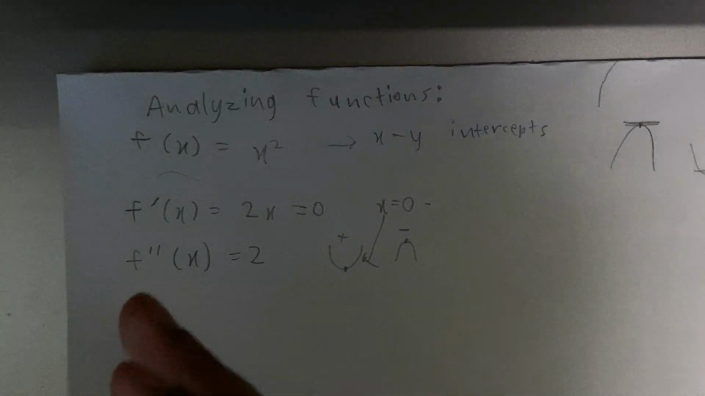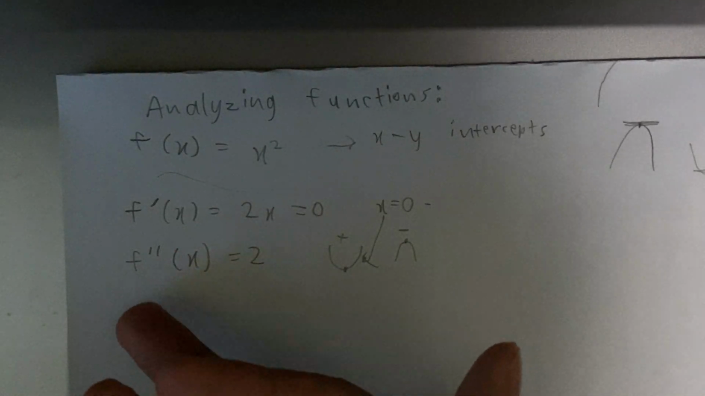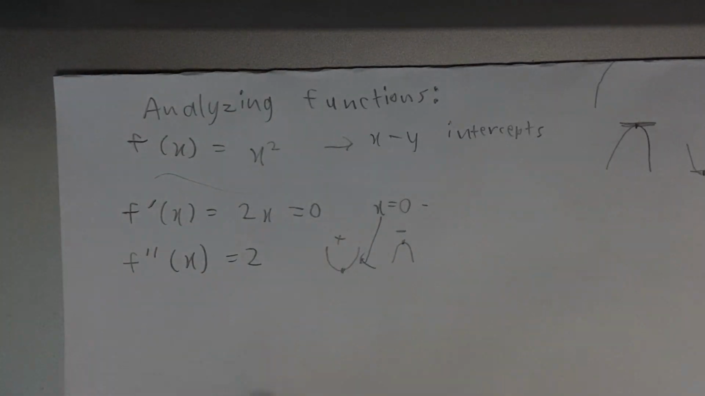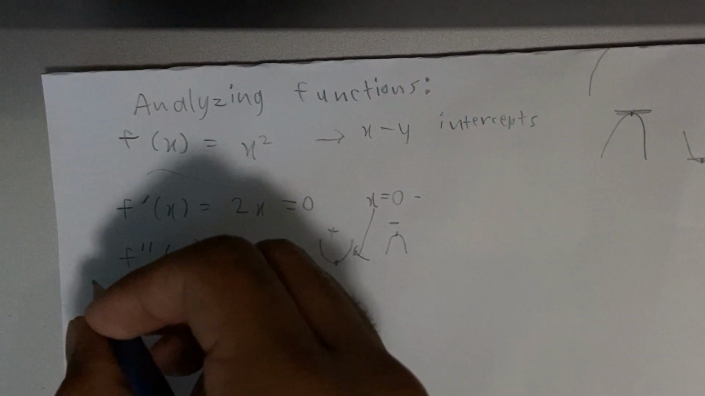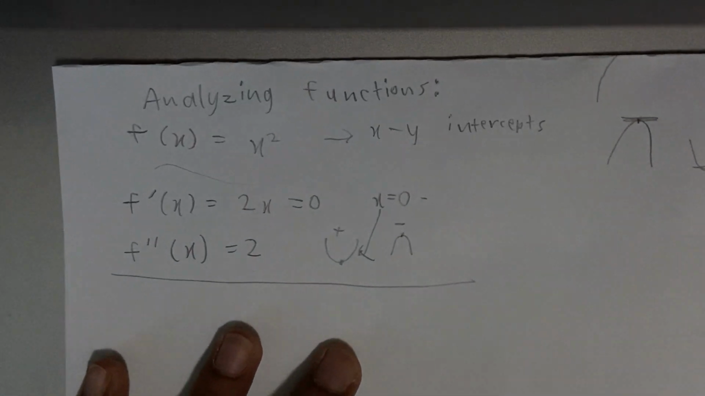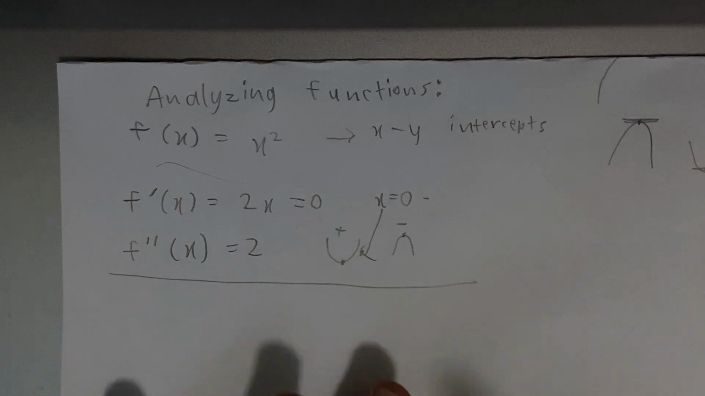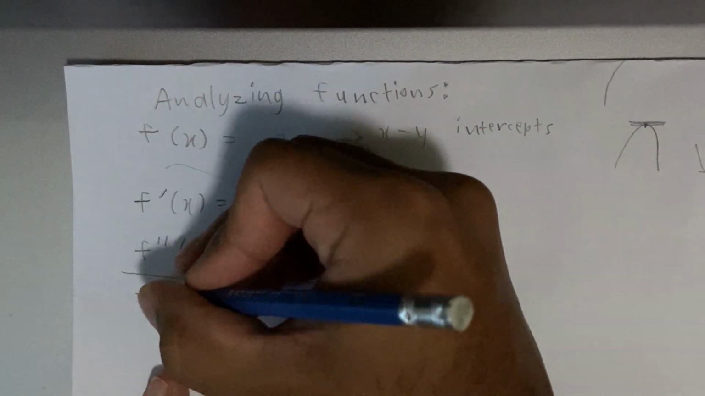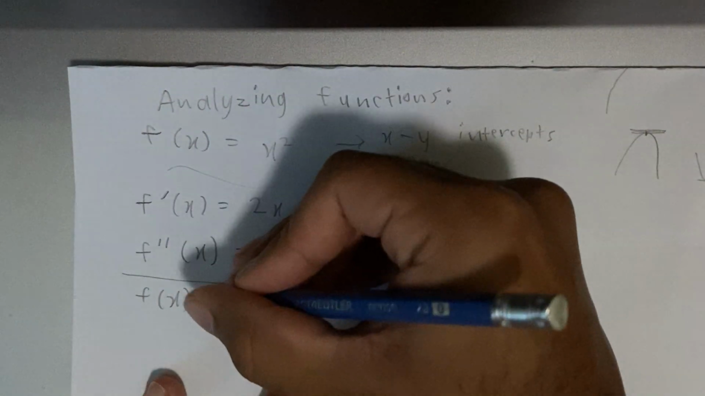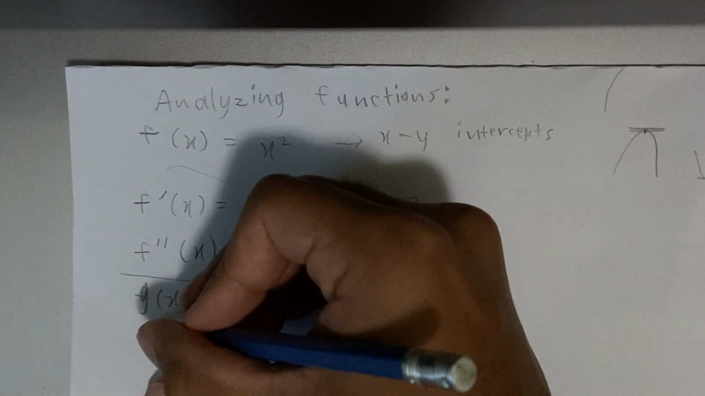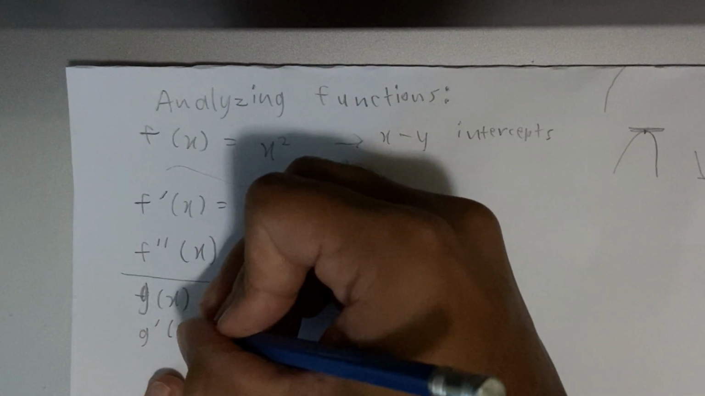So if we take the second derivative, we can get the concavity of the graph as well, which is really important. Now lastly, if you want something called the point of inflection, we'll have to look at a different example because x squared does not have a point of inflection. However, x cubed does.